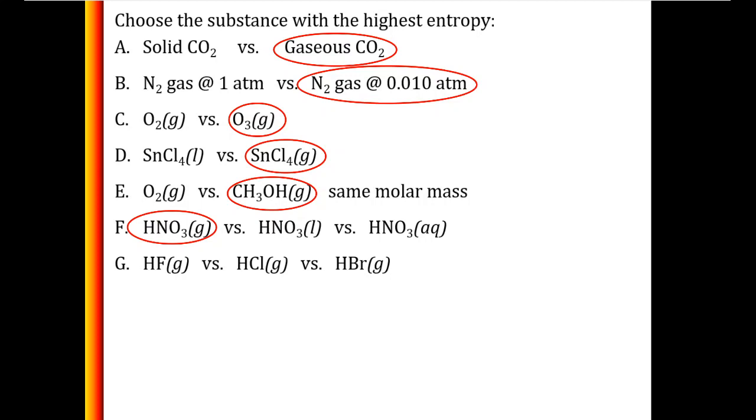So you can kind of think about this in terms of electron cloud size. You could kind of interpret it that way. If we have a bigger electron cloud, we have more freedom to move around. So of course, HBr, the heaviest, is going to have the most degrees of freedom.